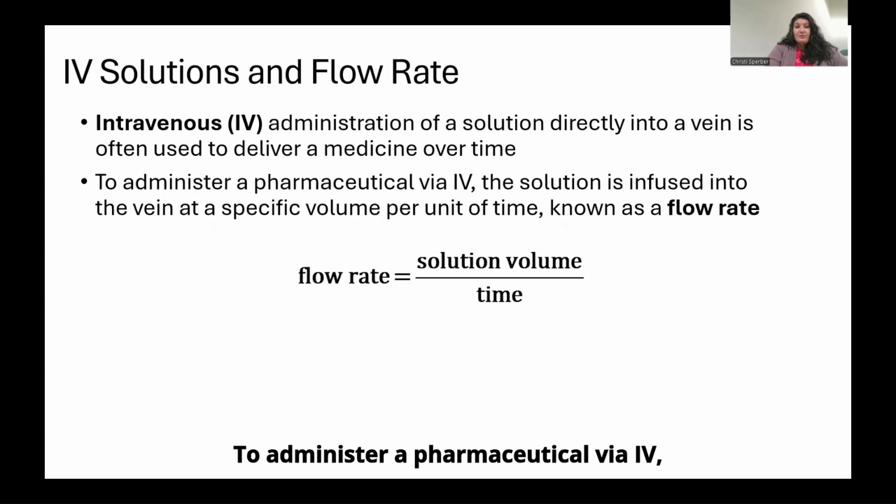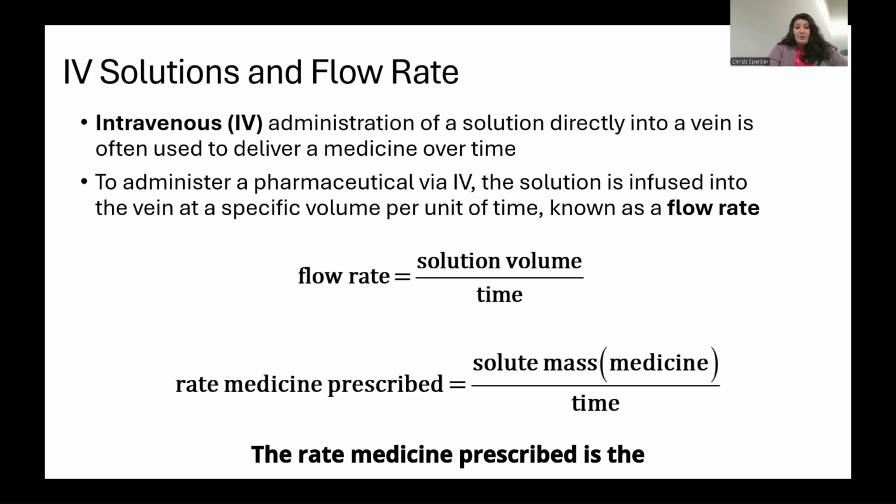To administer a pharmaceutical via IV, the solution is infused into the vein at a specific volume per unit of time, known as a flow rate. The flow rate is the solution volume over time, and it's usually prescribed by the physician. The rate of medicine prescribed is the mass of the solute, or the medicine, per time. And these flow rates are conversion factors.